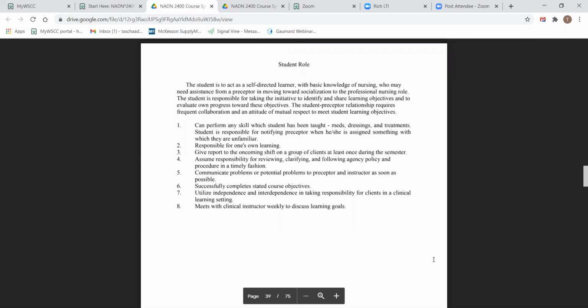So those are your roles. Everyone's going to be on a different unit. You're going to be learning different things. So therefore, again, just make sure that you know what you're supposed to be doing. And if students need guidance, they go to their clinical instructor for that guidance.